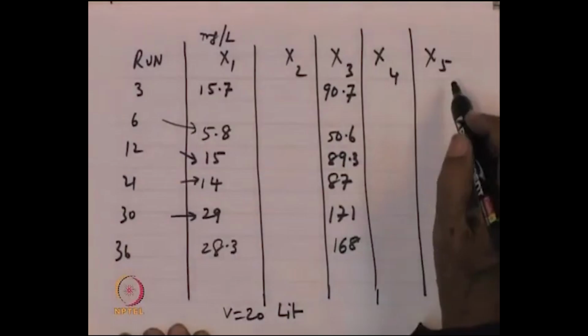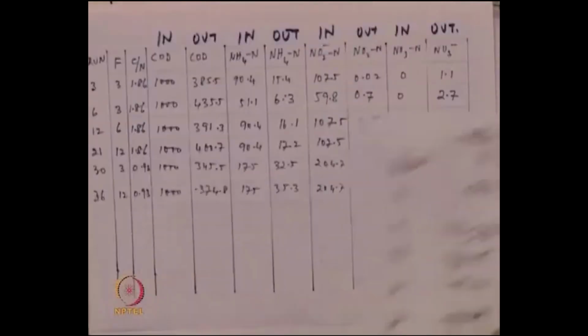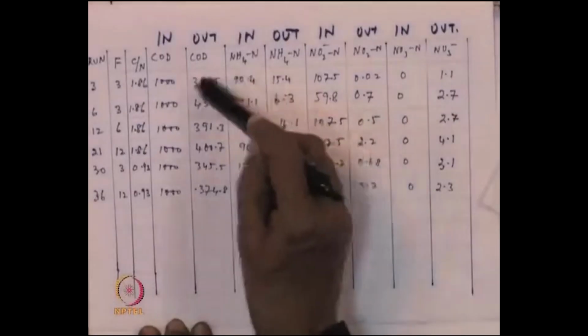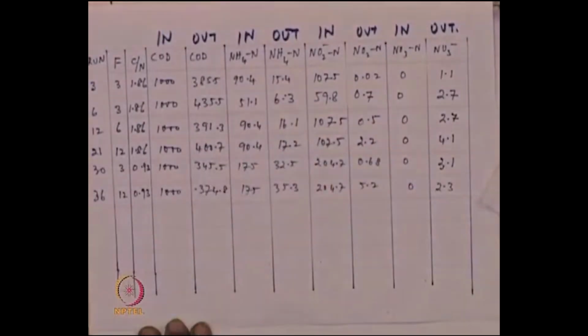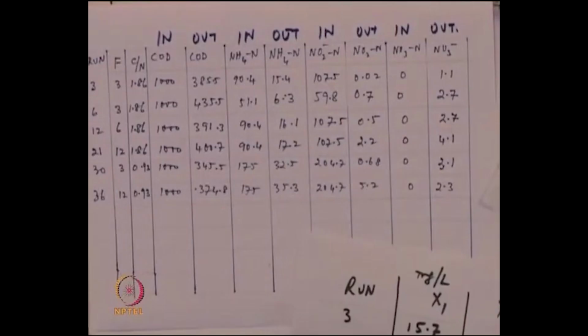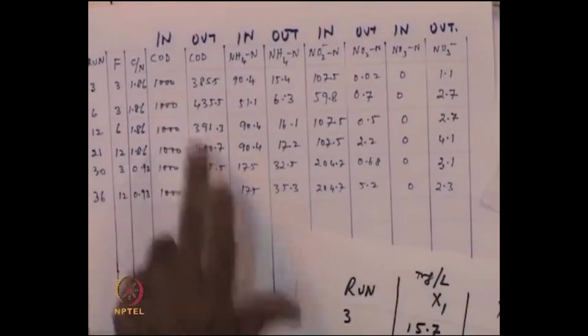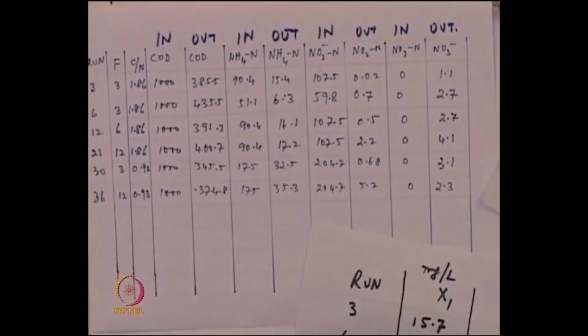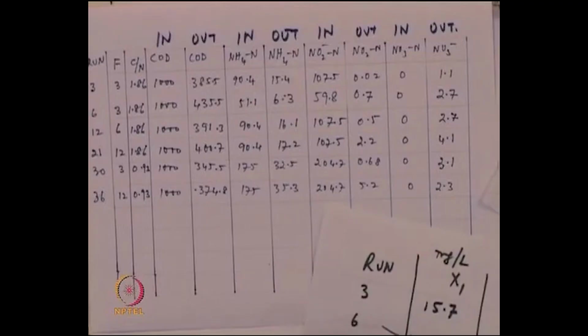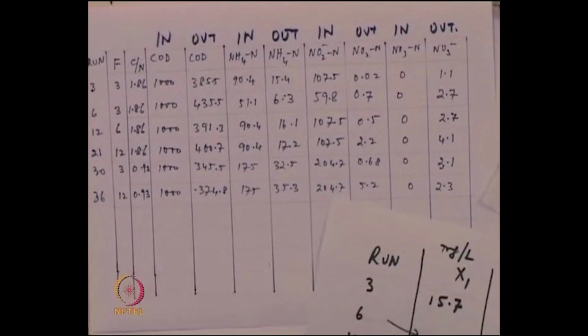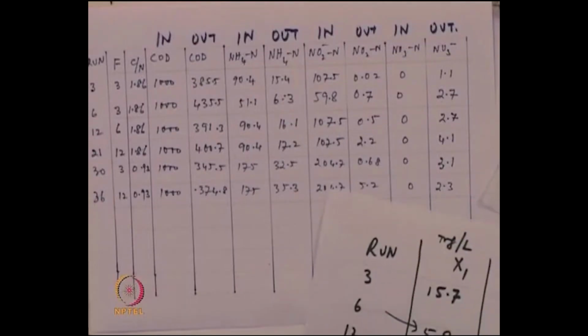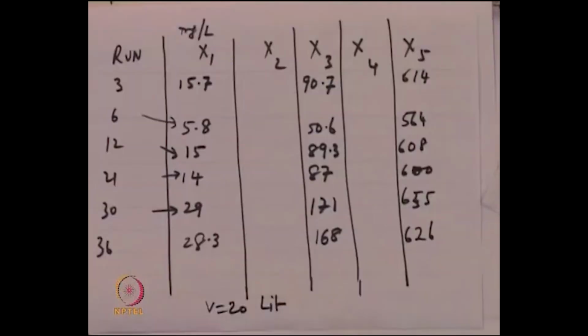Now, what is x 5? Quickly tell me, you can read out from your table. X 5, where is x 5? This is this difference. I just want to write down those differences. Tell me the numbers please. Run 3. What is COD lost? How much? 614. Second one? 564. Third? 608. Fourth? 600. Fifth? 625, is it? 655, okay. And then 630, 626. These are the numbers.